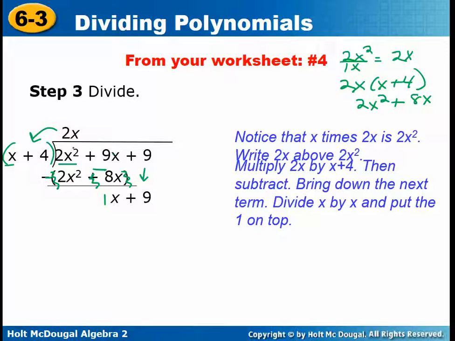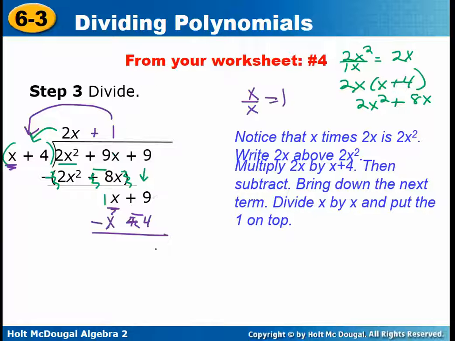All right, now we're ready for another division. Now we look at x and we say how many times does x go into x? Well, x goes into x one time, x over x is 1. So up here we write plus 1, and then we multiply back. 1 times x plus 4 is x plus 4. Now we have to subtract that from the x plus 9. So we are going to subtract, and that also has to be a negative.